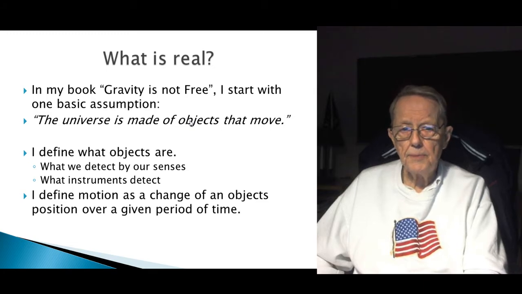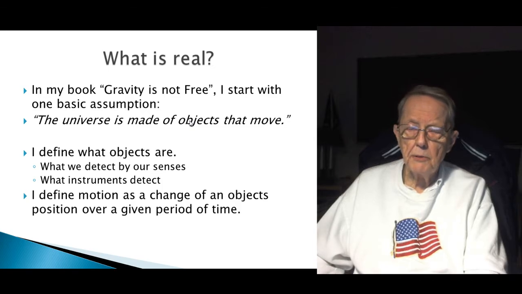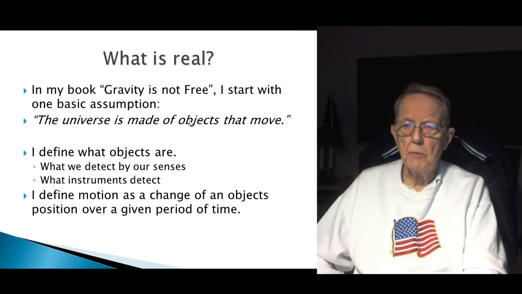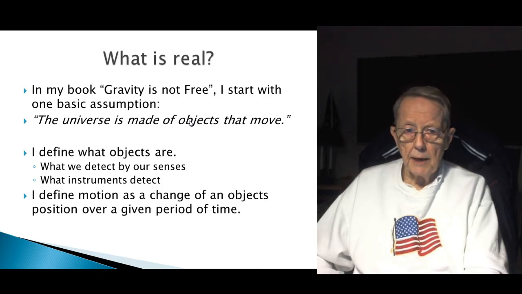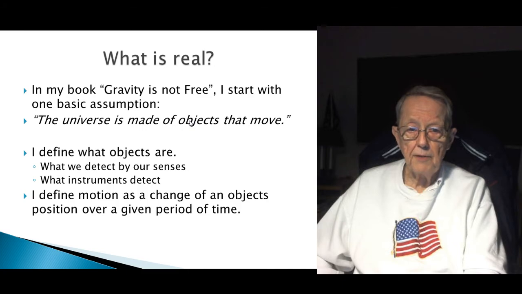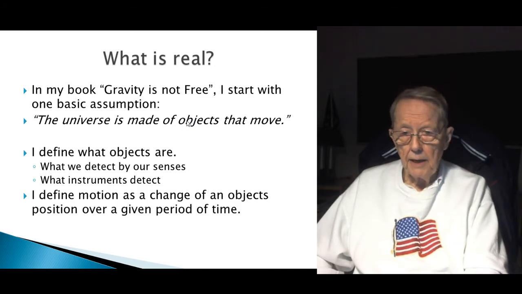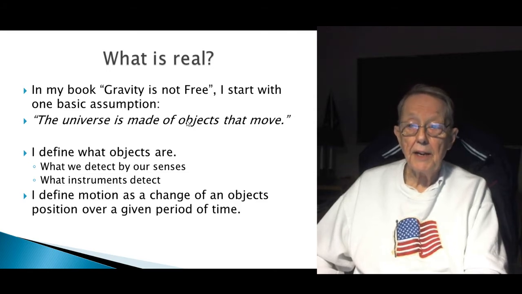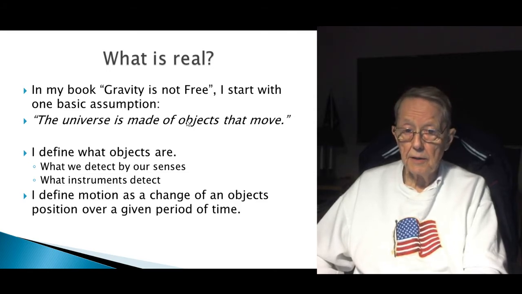So what is real? In my book, Gravity is Not Free, I start with one basic assumption. By the way, the first issue of my book was printed but not released. What I say in the book is that the universe is made up of objects that move. That's my basic assumption. And then I go on to define objects and I define motion. And without going into it, I actually make a list of things that I think are objects, that are real.